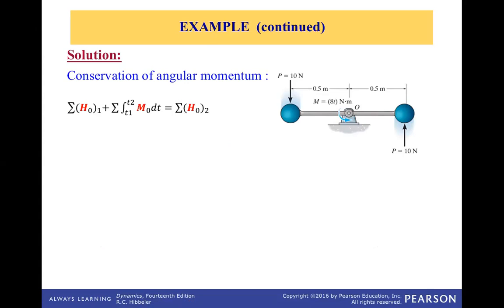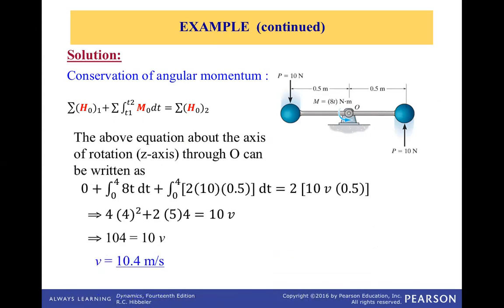Conservation of angular momentum says the initial angular momentum plus the angular impulse it receives should be equal to the summation of the final angular momentum, because this one has two particles, so we have a system of two objects here. That's the conservation of angular momentum. On the first one, the initial angular momentum of the system, because you start from rest, is going to be 0.